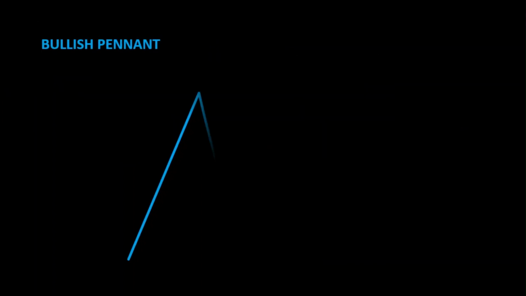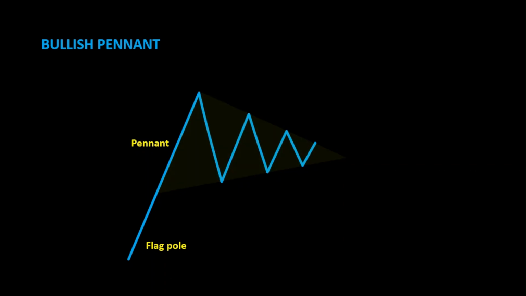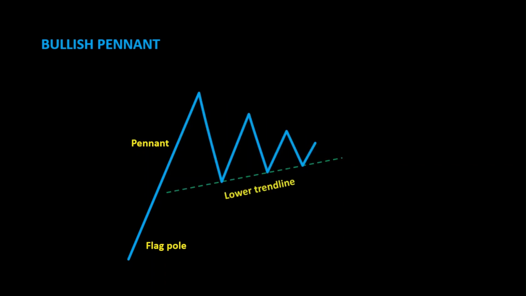Next up is the bullish pennant, a highly effective trend continuation pattern that begins with a sharp and impulsive upward move, known as the flagpole, which reflects strong buying pressure and bullish momentum in the market. Following this powerful rally, the price enters a brief consolidation phase, forming a tight, symmetrical triangle known as the pennant, where price action contracts within converging lower and upper trend lines.